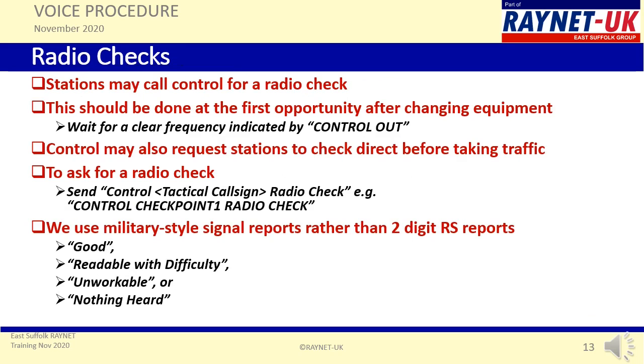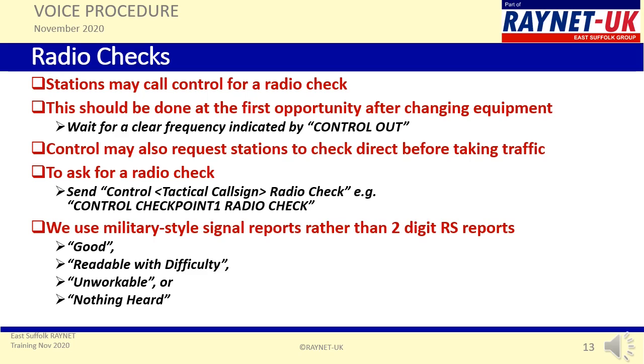Stations may call control for a radio check. This should be done at the first opportunity after changing equipment. So if you have a new battery, a different antenna, or switching from the car radio to a handheld because you need to go and see someone, wait for a clear frequency indicated by control out. Control may also request stations to check direct before taking traffic.